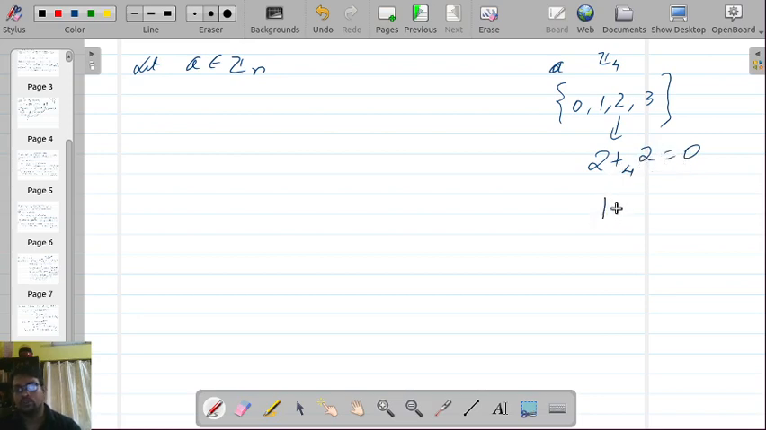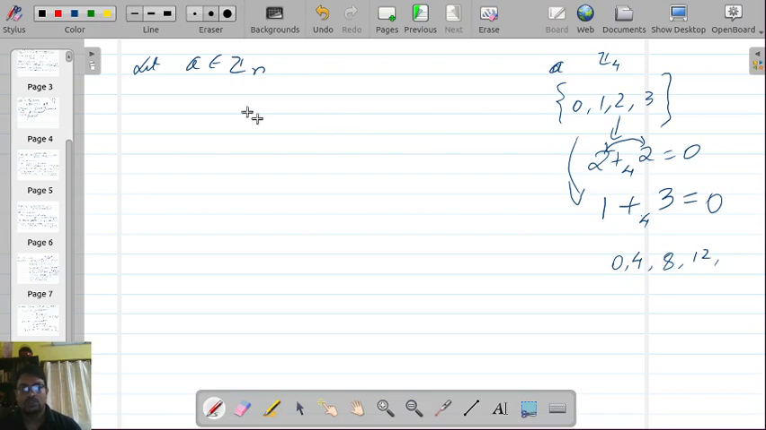What is the inverse of 1? 1 when added with 3 will give us 0. 1 plus 3 is 4, and when we divide by 4, the remainder is 0. So from this you are getting an idea that whatever inverse we are considering, the sum has to come to be 0 or 4, or a multiple of 4. Only then the remainder will be 0. If we divide a number by 4, the remainder will be 0 if the number is of this type: 0, 4, 8, 12, like that. This should be a multiple of 4.